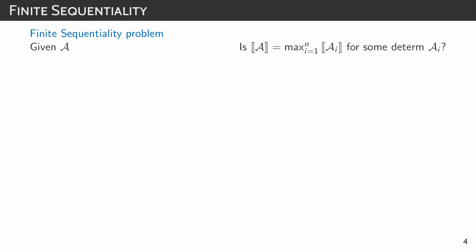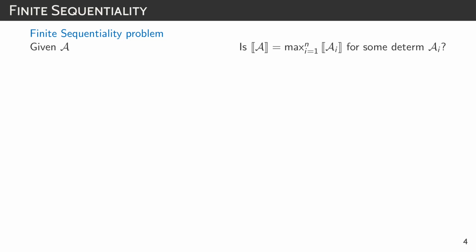Alright, the problem which we want to consider in the following is the finite sequentiality problem, and this is a relaxation of the sequentiality problem. So here the question is as follows. Given an arbitrary max plus automaton A, do there exist finitely many deterministic max plus automata whose pointwise maximum is equivalent to A? So instead of asking for one deterministic automaton, like for the sequentiality problem, here we allow multiple deterministic automata, and then we want their pointwise maximum to be equivalent to the original automaton.